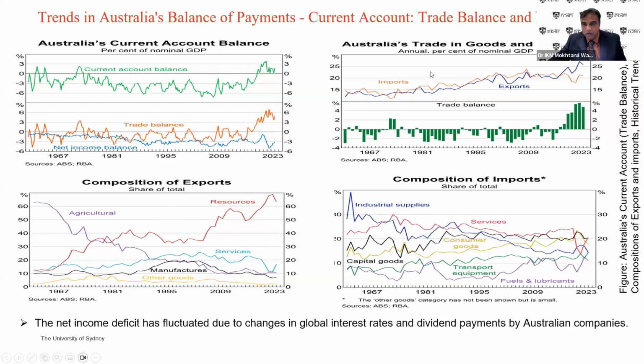Now, if you look at the top right-hand corner here, we have Australia's trade in goods and services. And you can see the imports and exports, how they compare with each other. For most of this time, from 1960, 1970, until 2009, 2010, we had a negative balance in the trade. Whereas in more recent times, we have a surplus. Exports are crossing imports. The blue line is export and the yellow line is import. So we can see a trade surplus here, which is also shown with these green bars, right? Any bar going above 0 is a surplus.